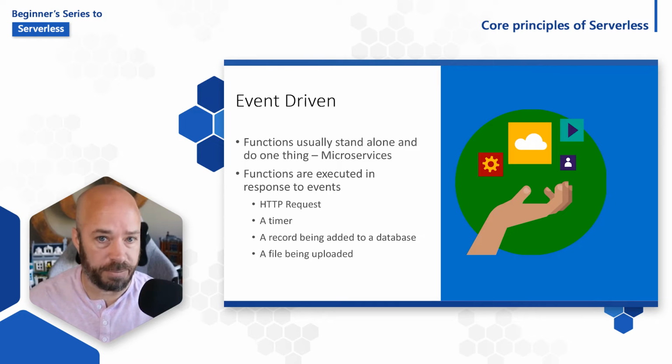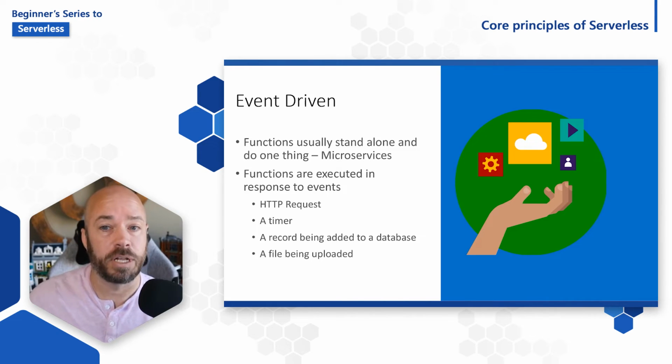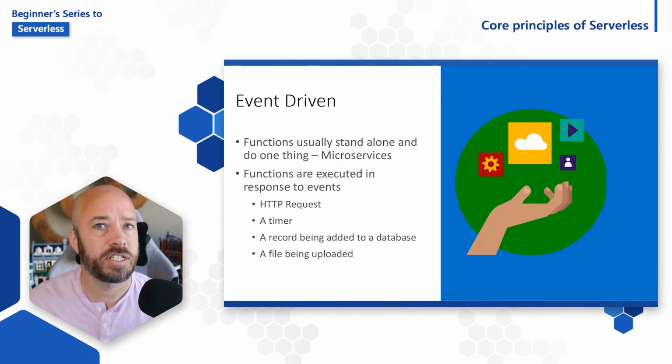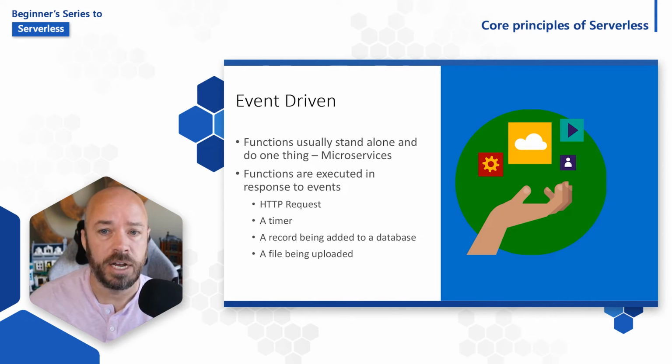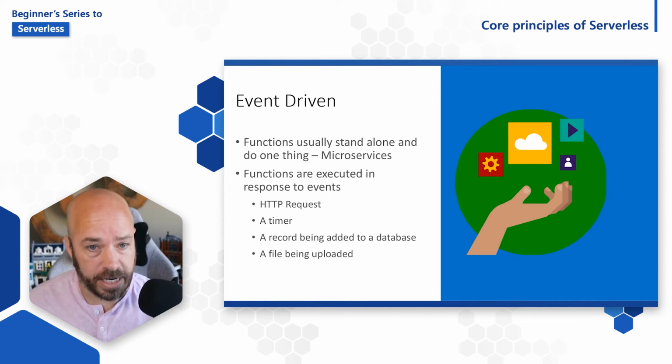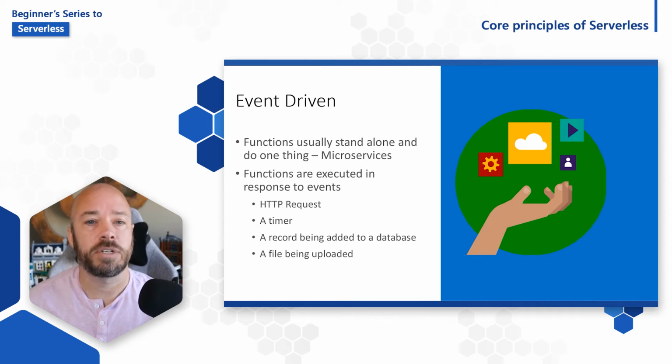So for example, you may have one function that inserts a record into a table in a database, and a second function that listens for an event that is fired when that record is inserted and sends an email with some information from that record. These functions don't talk directly to each other, but they do work together. This is event-driven architecture.